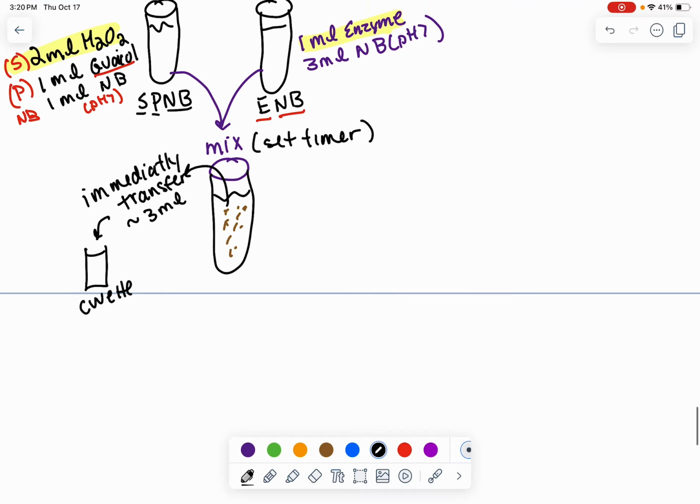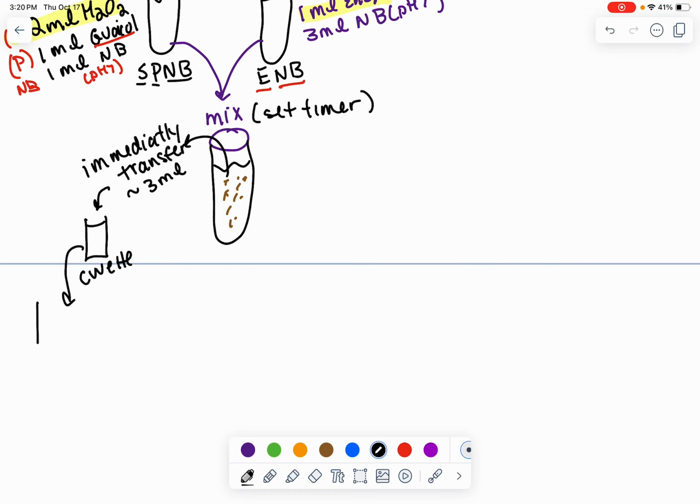And you're going to put the cuvette into the colorimeter that you've already blanked out. Immediately you're going to do that, and then take readings every minute for 5 minutes. You're going to see the absorbance number start going up as it turns brown. And you're going to be taking 2 readings.